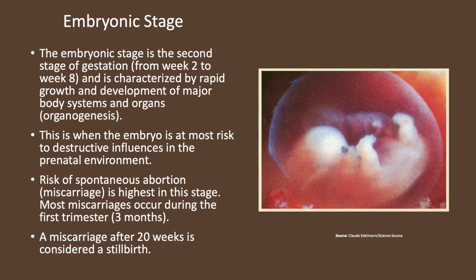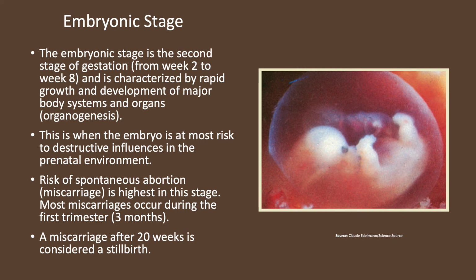In the embryonic stage, our second stage, which is from 2 weeks to 8 weeks, it is characterized by rapid growth and development of major body systems and organs. This is called organogenesis. This is when the embryo is at most risk to destructive influences in the prenatal environment. Risk of spontaneous abortion or miscarriage is highest in this stage. Most miscarriages occur during the first trimester or the first 3 months.